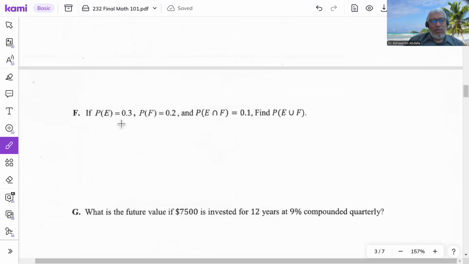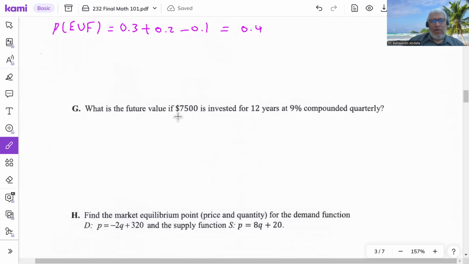This is probability of E, probability of F, probability of the intersection. Find probability of the union. Well, there is the definition of probability of the union. It's probability of E plus probability of F minus probability of the intersection. So the answer is 0.4.